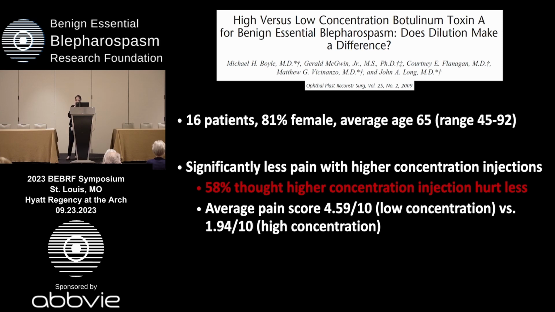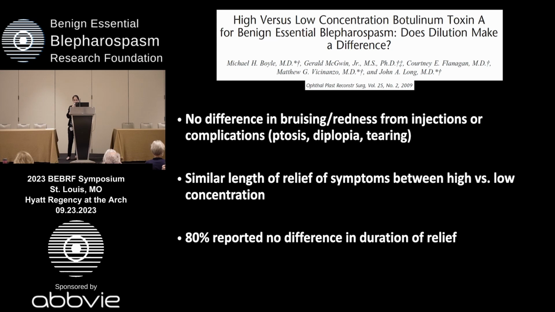In terms of some of the other outcomes they looked at, the patients reported no difference in bruising and redness from the injections, and no difference in side effects either. They looked at droopy eyelid or ptosis after injection, double vision, and tearing and dry eye as well. In terms of the length of relief of symptoms, the patients reported similar length of relief between the two sides, whether it was high or low concentration. I think half of them also said they didn't really have a preference for one side versus the other in this particular study.